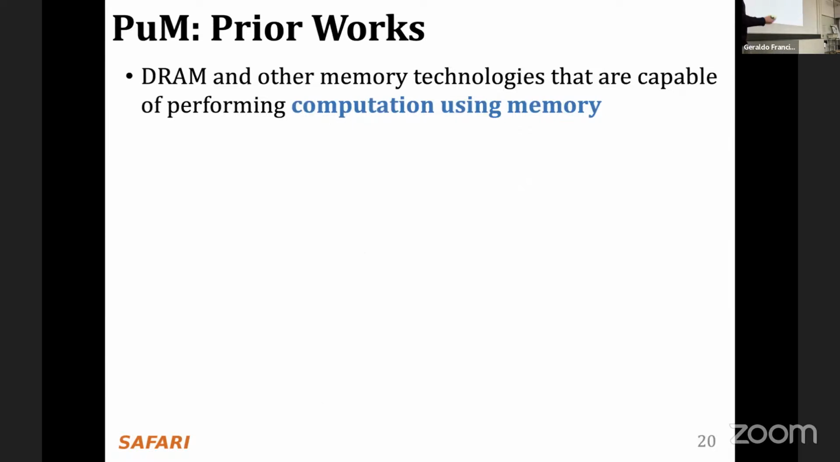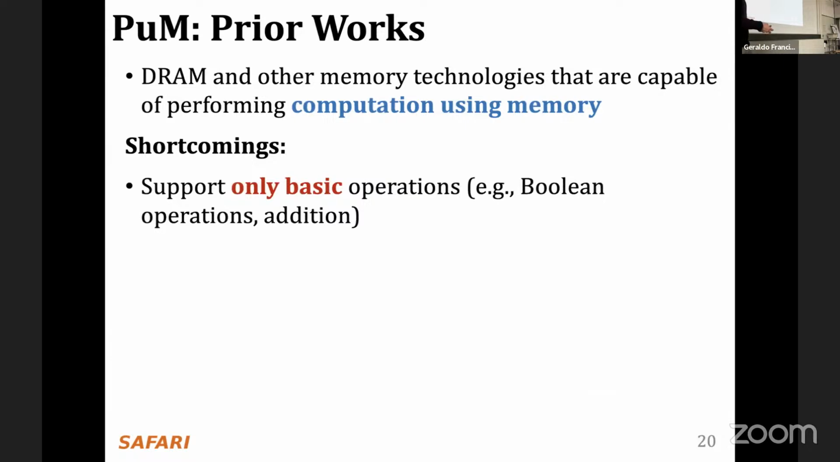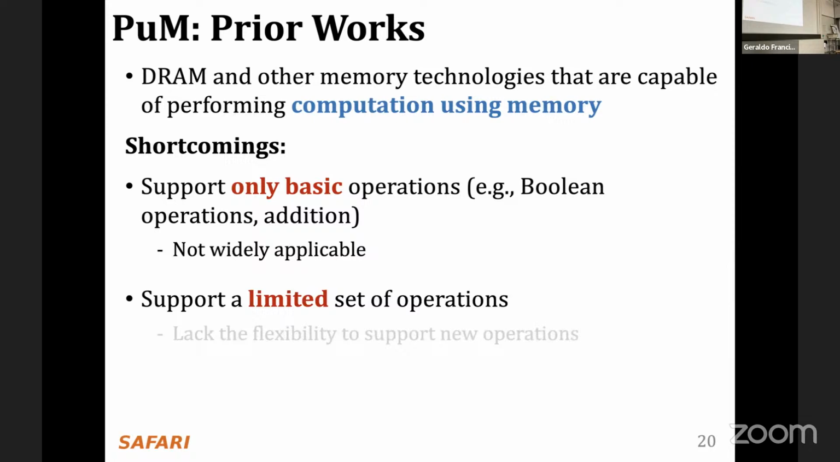So to summarize, other prior works or other memory technologies, like flash or non-volatile memory devices, are also similar to DRAM, and hence they can implement processing using memory operations. However, all of them share some shortcomings. The first one is that they can only implement some simple operations. Here we have the example of AND and OR operations. And this limits their applicability to a large set of applications. And also it lacks the flexibility to support any other arbitrary operation.